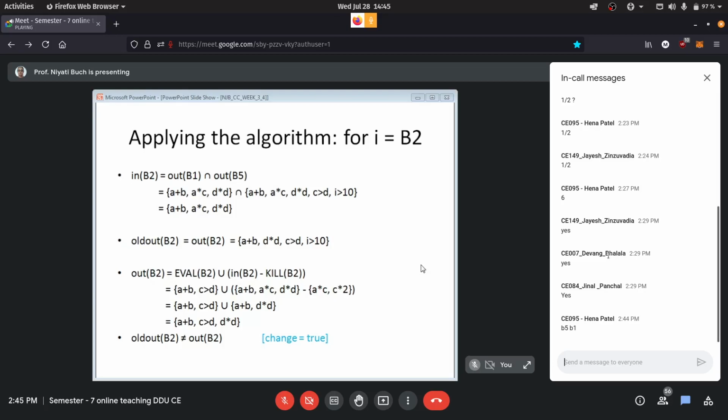Can you try for B3? Try for B3 and let me know if you have the in set and out set. No need to type the whole of it into the chat, I'm going to show it to you in the next slide. I just want to know whether you are all getting this and also doing it along with the explanation. So for I equals B3, once it is done, you just tell me in the chat. I'm going to wait for a minute or two.